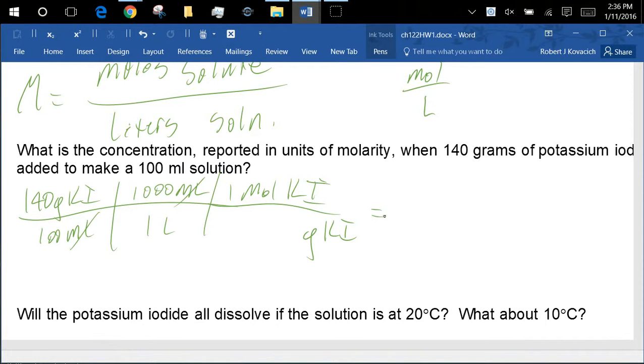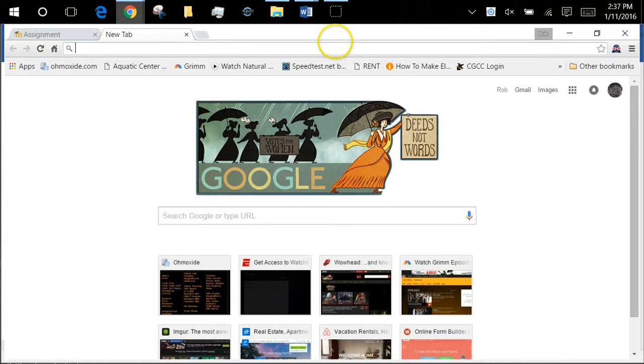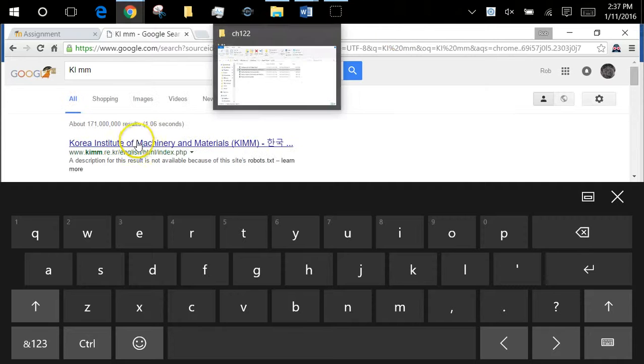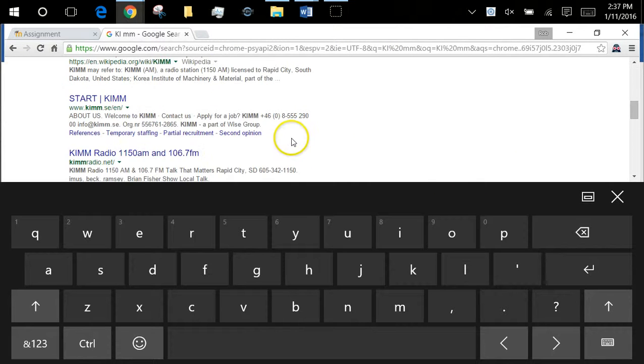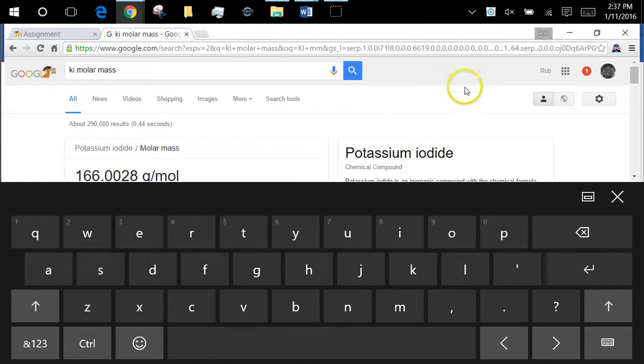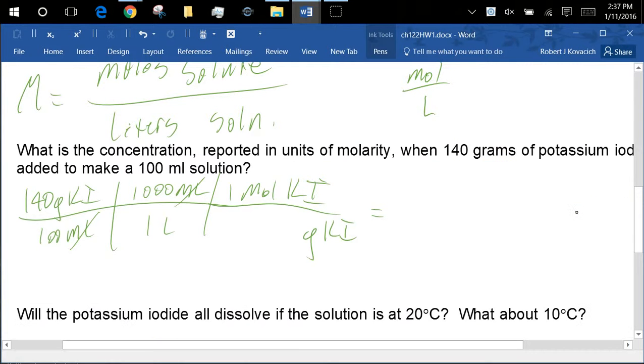Where's my table? So, awesome. The periodic table disappeared. I have to go grab one next door. Let's see if that works out for me. Nope. How about that? Yep. All right, so 166.0028.